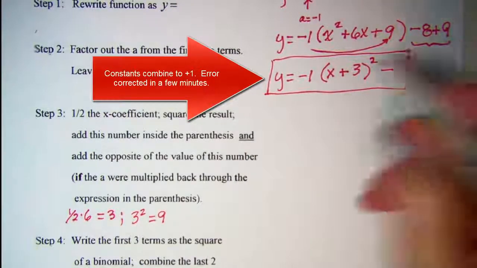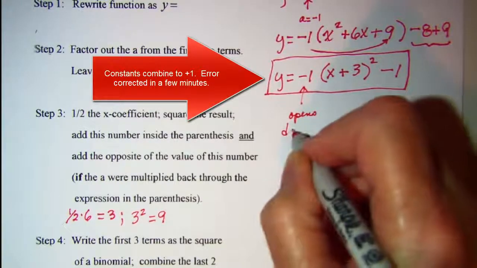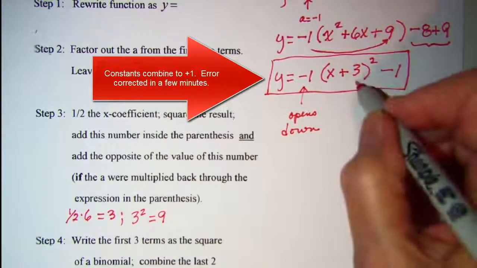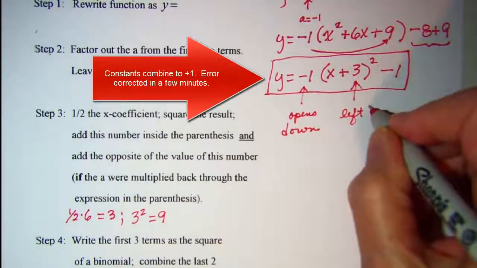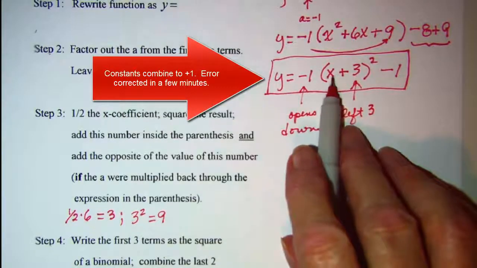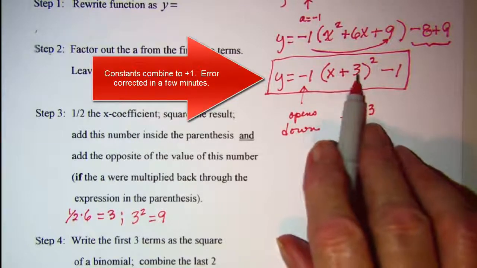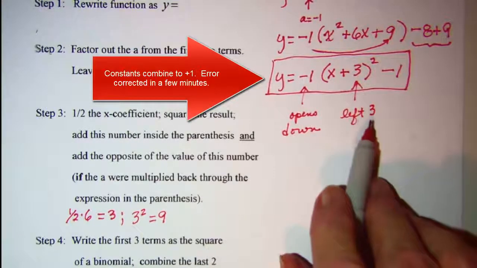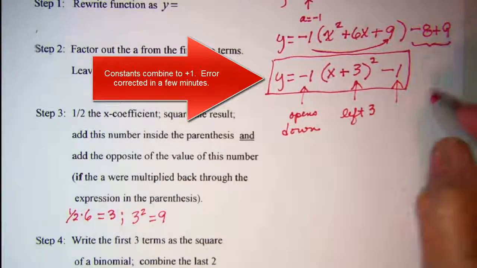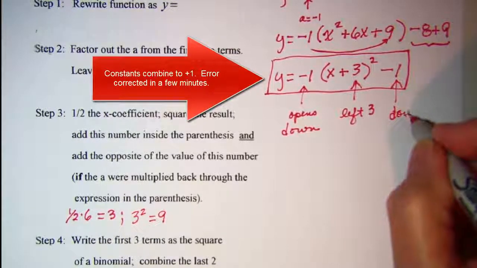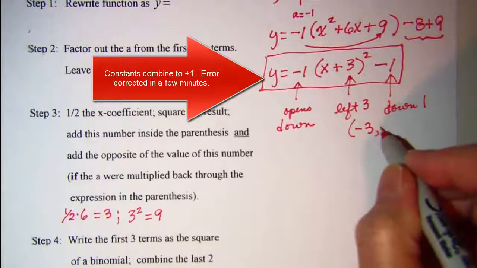I now need to graph, and this information tells me that my graph opens down. This says that I need to go left 3, because remember it's x minus h, and so x minus a negative 3, my h is negative 3. And this is down 1. So my vertex is at negative 3, negative 1.